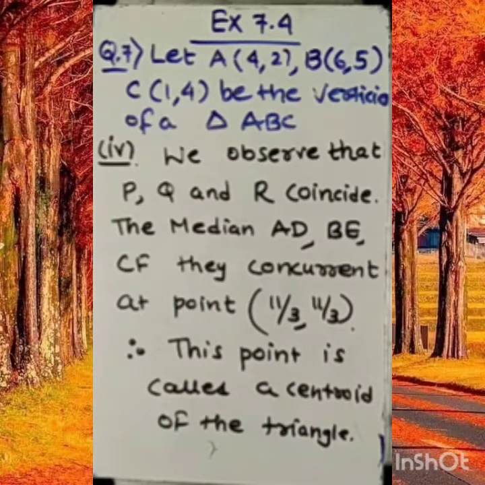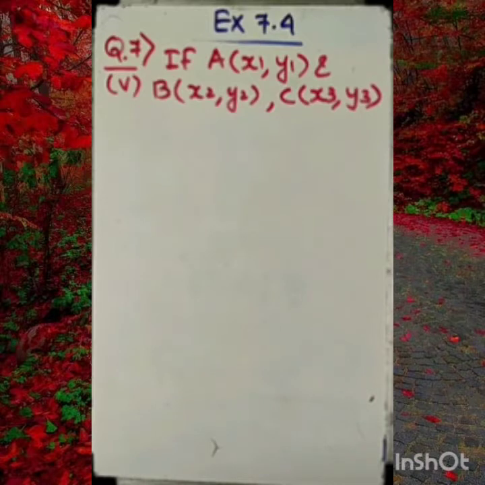Okay, now let's work out the fifth portion. So my dear student, question number 7 is in continuation. It's the fifth part. We are asked, if A (x1, y1), B (x2, y2) and C (x3, y3) are the vertices of triangle ABC, then find the coordinates of the centroid of the triangle. This question can be asked individually also, to find the coordinates of the centroid. Very easy, very simple.